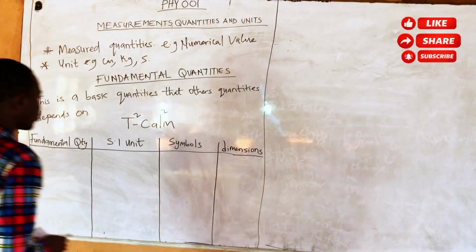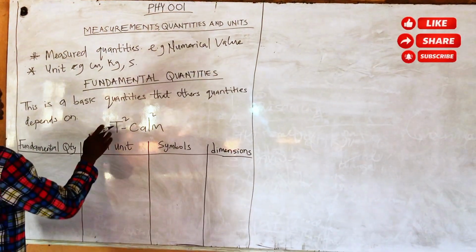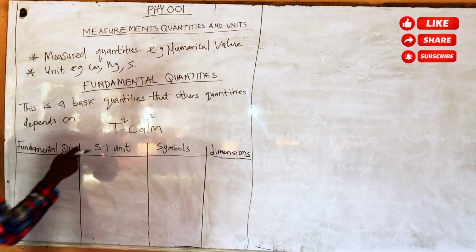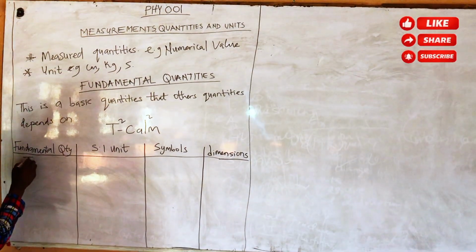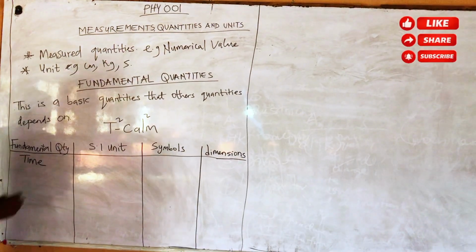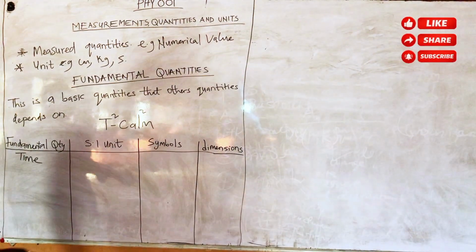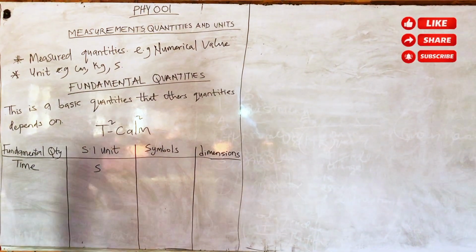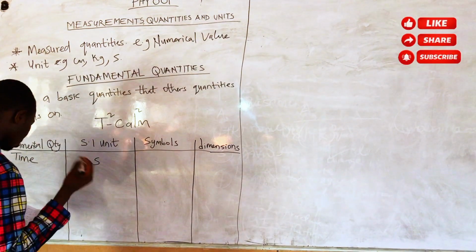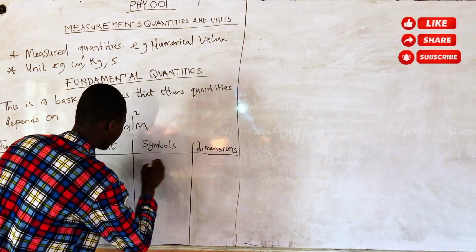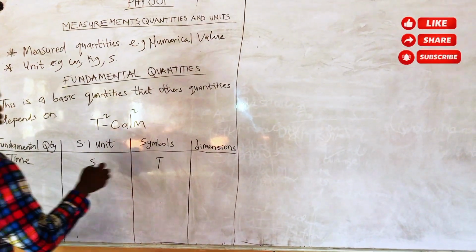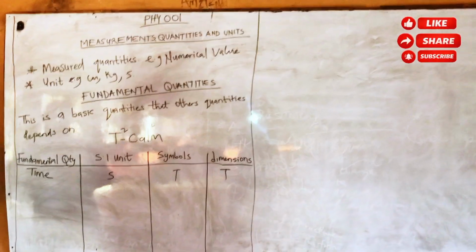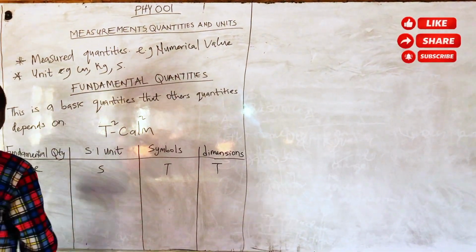Okay. Starting from this one, here we have T squared. That means we have 2 T's. The first T is time. The SI unit for time is seconds. The symbol for time is t, while the dimension is also T.